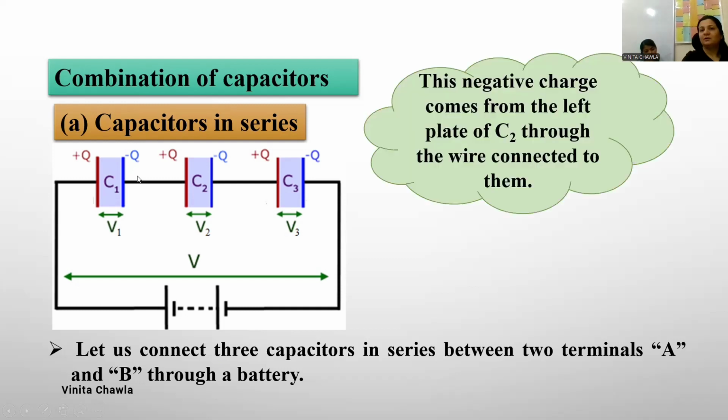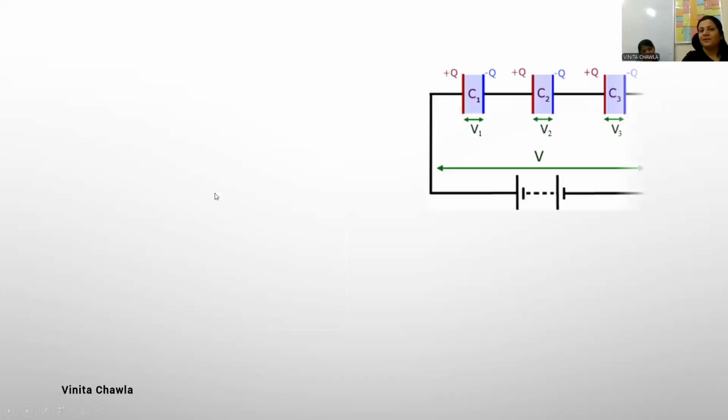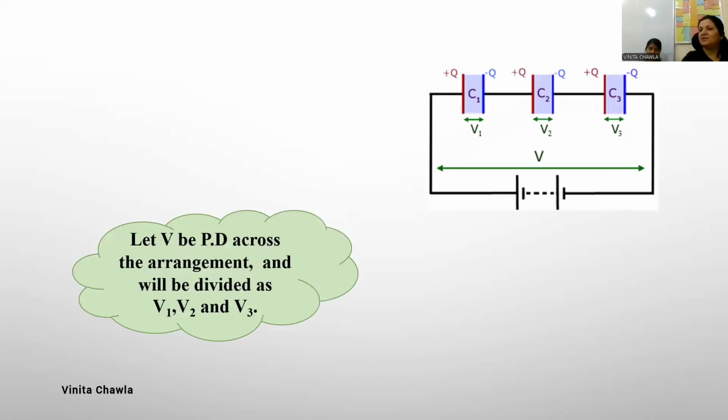And this negative Q comes from the left plate of C2 through the wire connected to them. Because this negative charge comes from the left plate of C2 through this wire, this red plate of C2 acquires positive charge. Similarly, the second plate will acquire negative charge. In the same way, all the plates get charged.